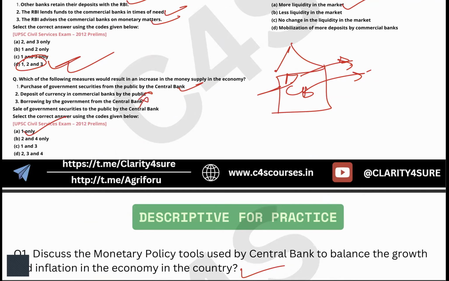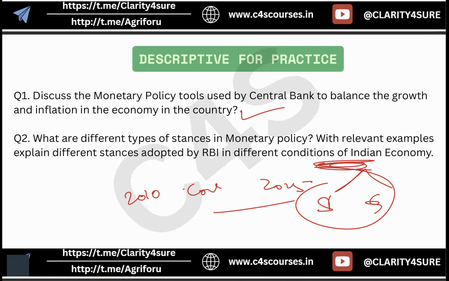Then what could be the descriptive questions? Discuss the monetary policy tools used by the central bank to balance growth and inflation. You can easily write by watching the session once again, with the examples I have discussed. What are the different types of stances in monetary policy with relevant examples? Explain the stances adopted by RBI in different conditions of the Indian economy. Easily you can tell with all the three examples I have given for the different stances in the different time frames when RBI has adopted them.